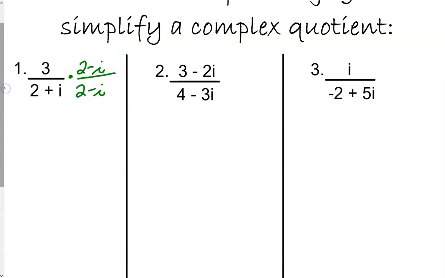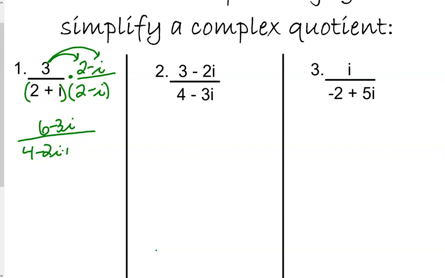All right. Oops, I'm sorry. My numerator, I'm just going to distribute that 3 to both of these pieces. So this becomes 6 minus 3i. My denominator, here comes that FOIL method again, because now we're multiplying 2 binomials. So 2 times 2 gives me 4. 2 times -i is -2i. i times 2 is positive 2i. i times -i gives me -i squared.